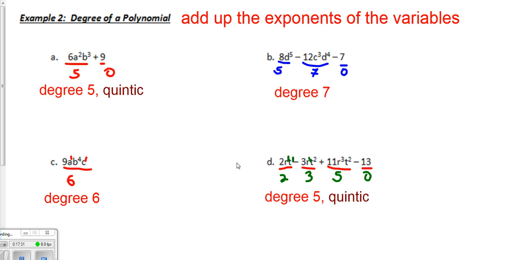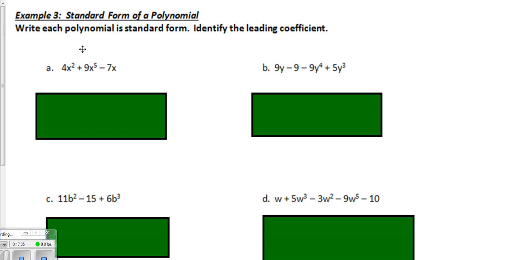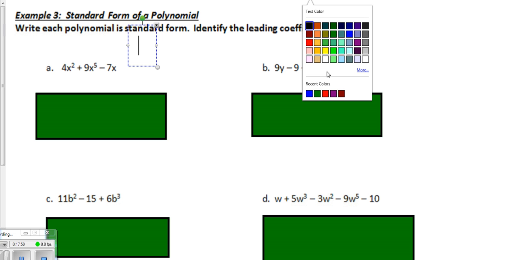So that would be our degrees of polynomials. Last piece, writing each polynomial in standard form. Then we need to identify the leading coefficient. So remember, when you write the polynomial in standard form, you're just putting the highest degree first. So I'm going to write that right here.